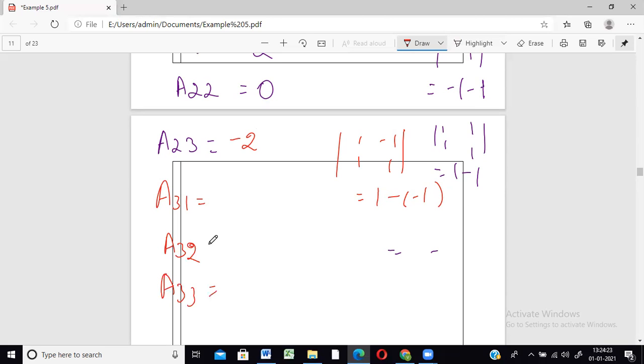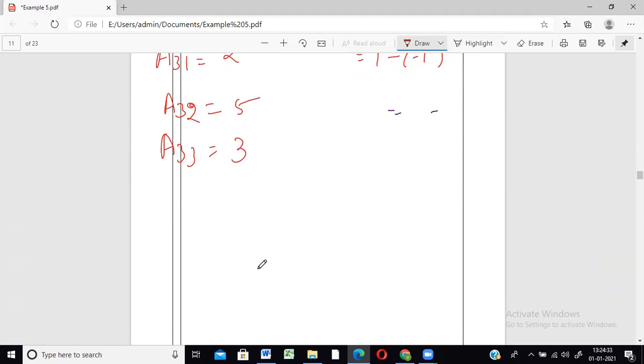I suppose you have understood the steps. This is 2, this is 5, and this is 3. Okay, so now what was the next step? Our next step was to write the cofactor matrix, right? So this is the cofactor matrix. We write it like this. What is the answer?